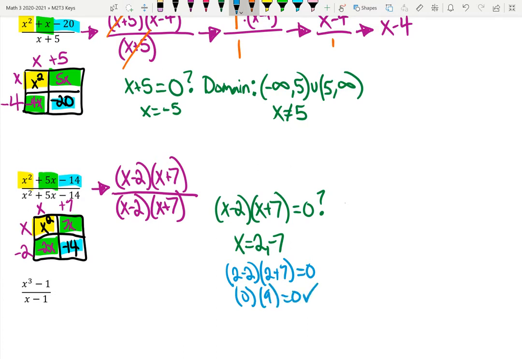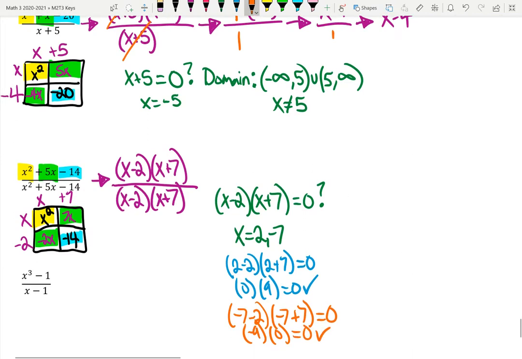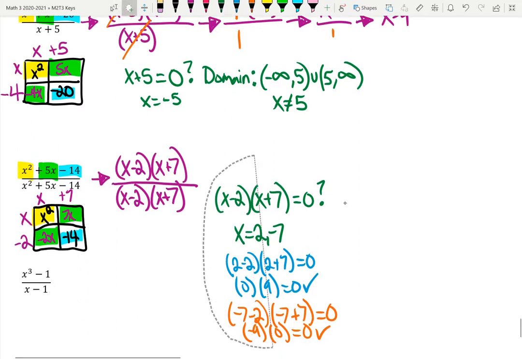Absolutely. If I use negative 7, negative 7 minus 2 times negative 7 plus 7 equals 0. This results in negative 9 times 0, and this is 0 as well. Notice how two factors result in two asymptotes in the domain.